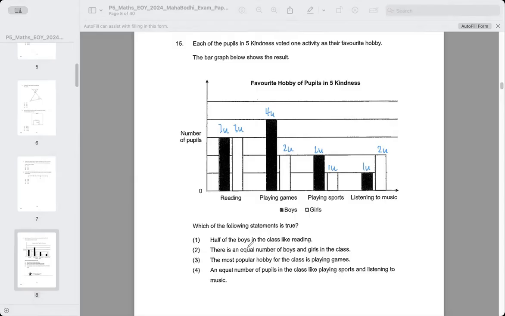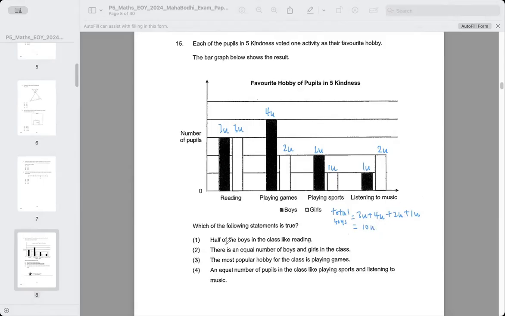So the question says, half of the boys in the class like reading. So first things first, we have to find the total number of units of boys. So it will be 3U plus my 4U plus my 2U plus my 1U. Okay, let me just label this as total boys, so that we know what we're looking for. So 3 plus 4 is 7. 7 plus 2 is 9. 9 plus 1 is 10. So total boys is 10 units.